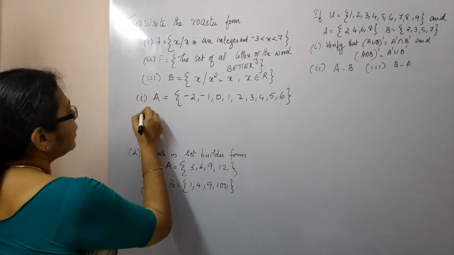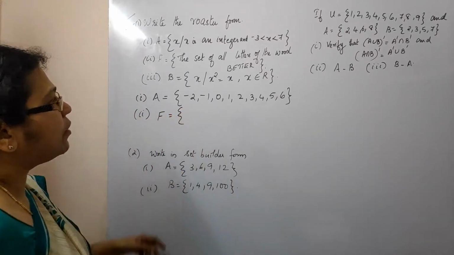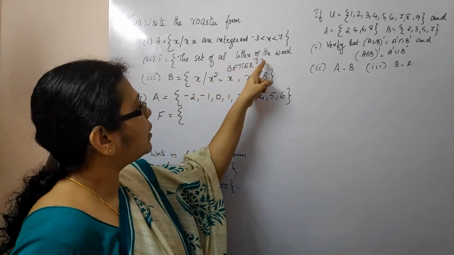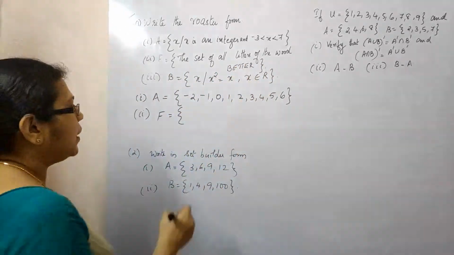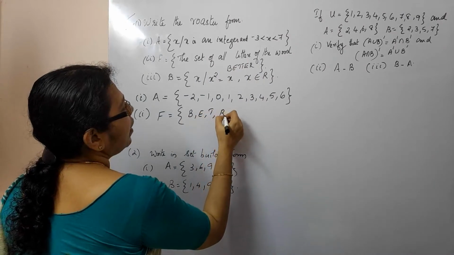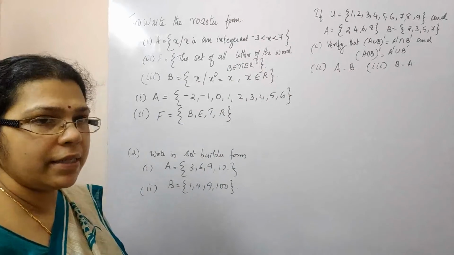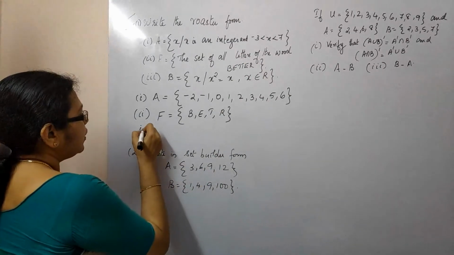Now coming to the second one, what is the set F? F is equal to the set of all letters of the word better. B, comma, E, comma, T, comma, R. As I have told you, E and T are repeating. One is enough. Okay. Next one, the third one.